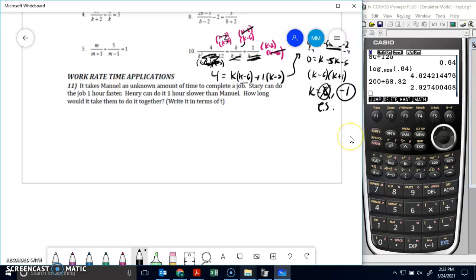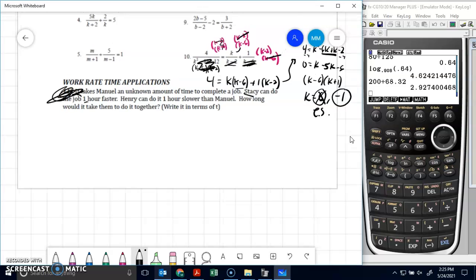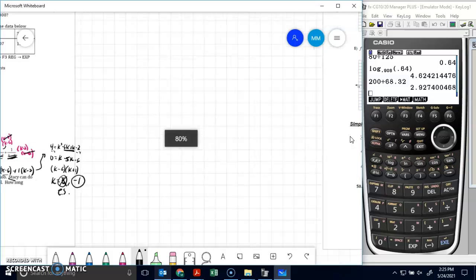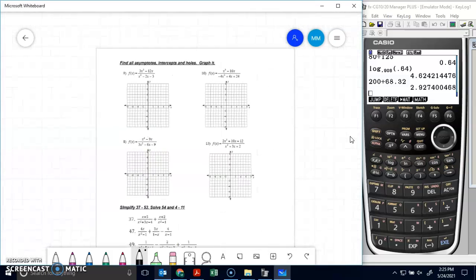All right, let's go to the work time. Okay, so number 11 here, we are not doing this one. We're not intending for this one to be on there. So that is not one that you have to do. So we're going to go to graphing now.